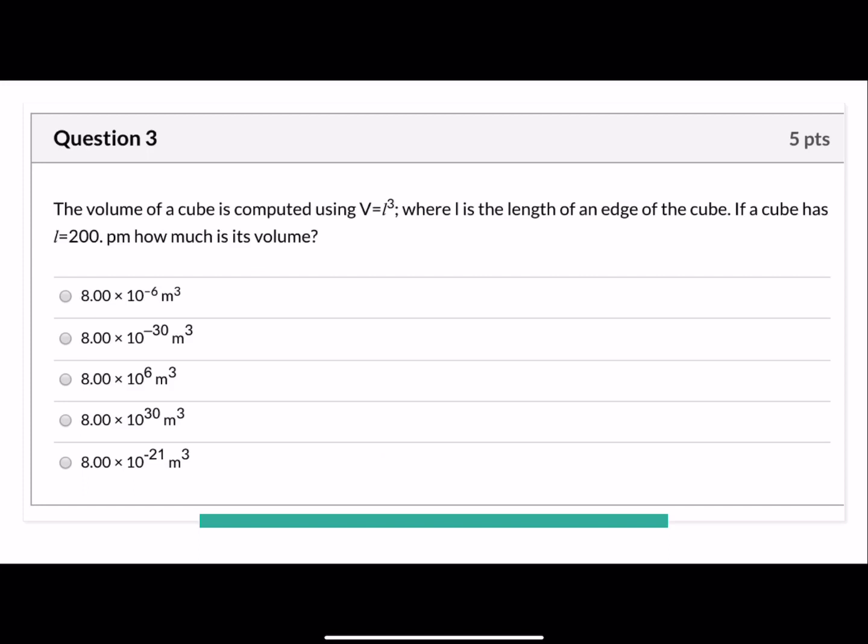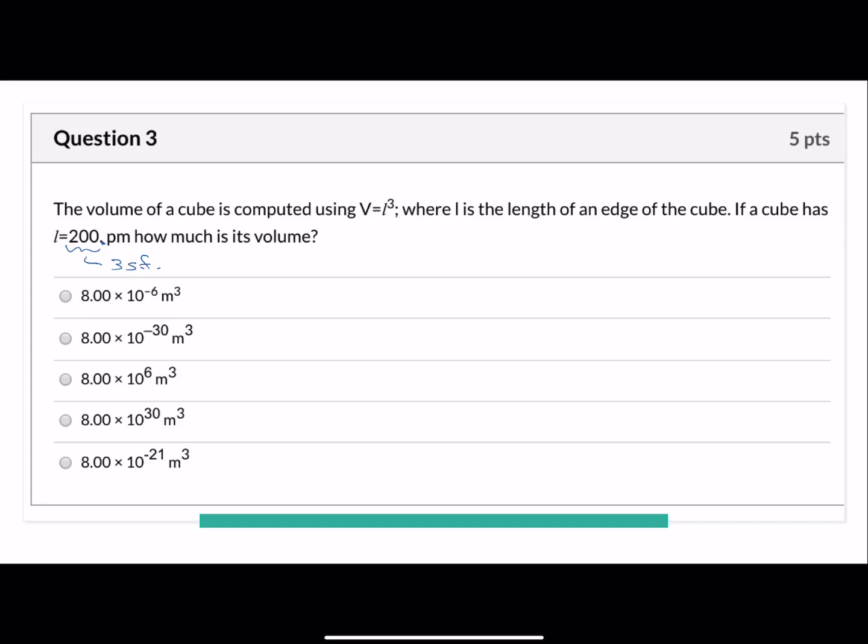All right, so let's move on to question number 3. So it says here that the volume of a cube is computed using volume is equal to length cubed. So I have the length multiplied by the length multiplied by the length again. If a cube has a length of 200 decimal picometers, how much is its volume? Well, you can see here the number, if it's 200 and then I have a decimal at the end here. So this tells me I have three significant figures in the length.